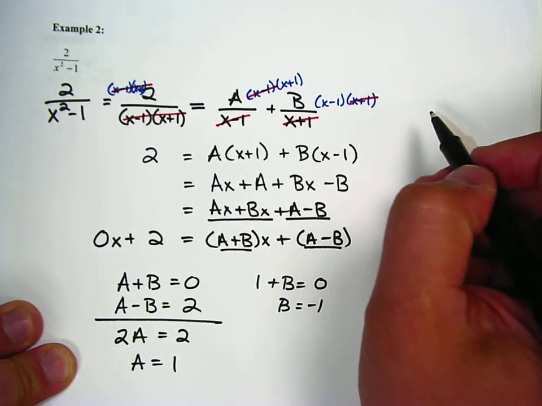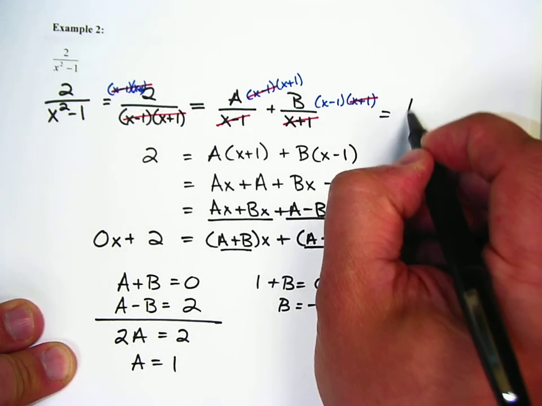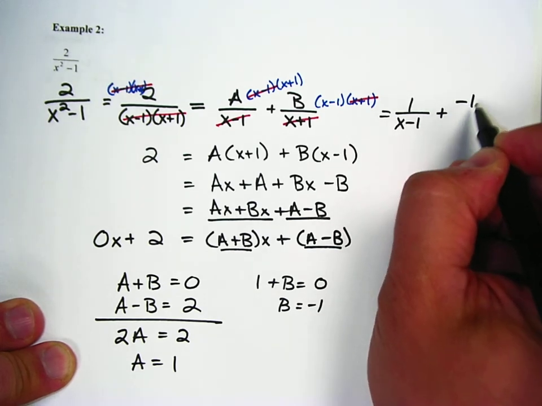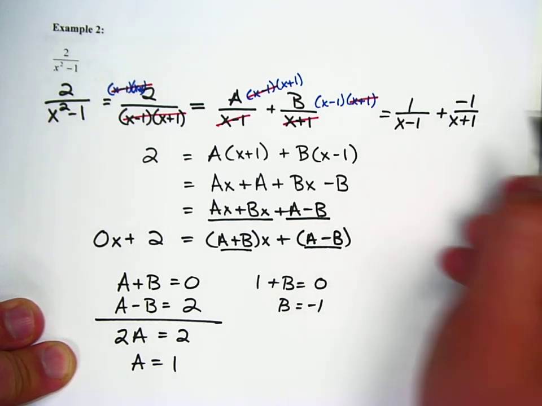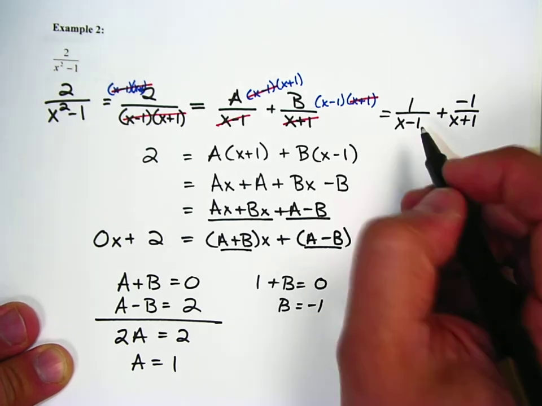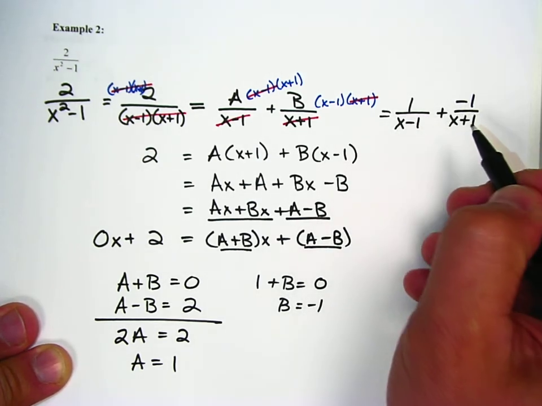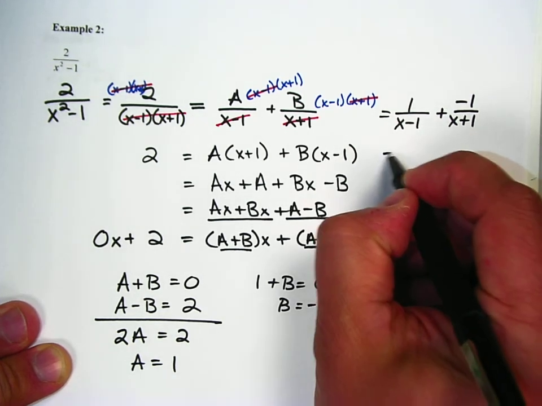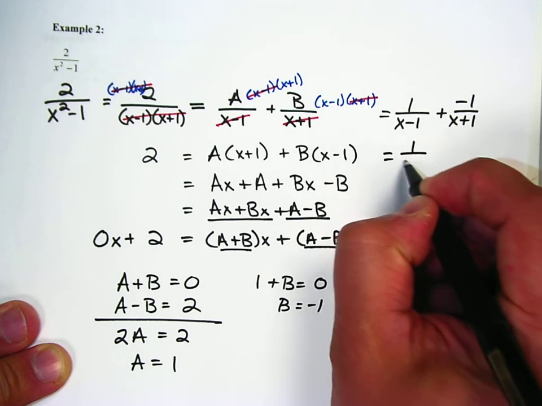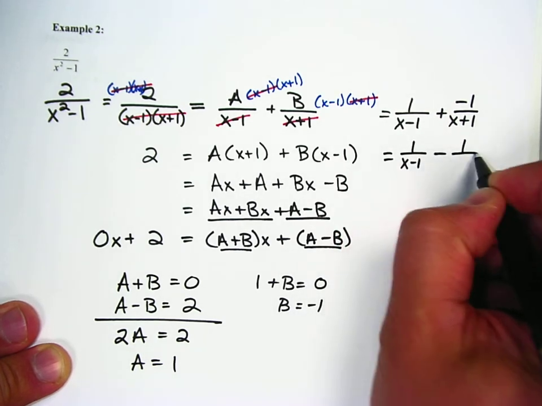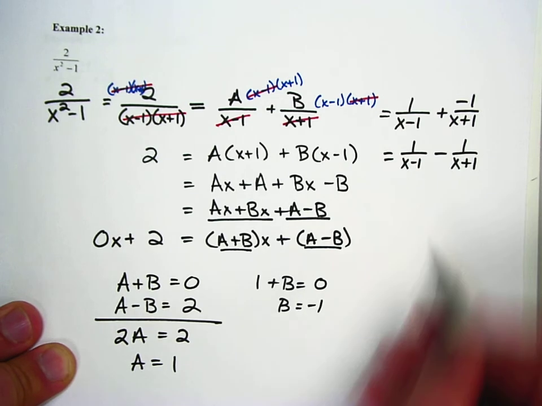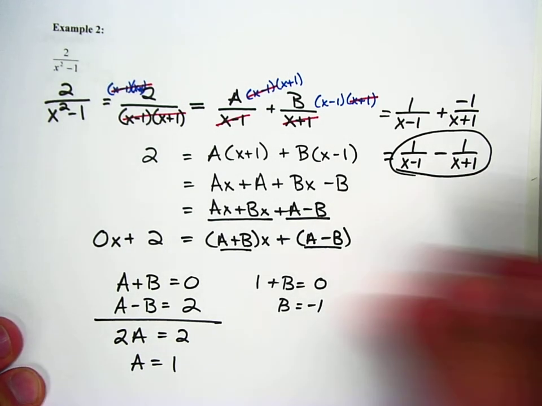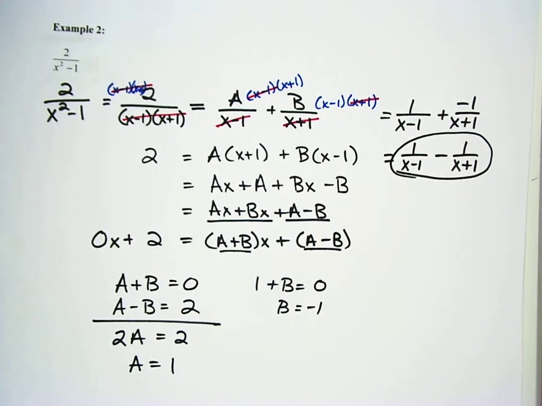And then back up to our original equation, if A equals 1, I'm going to write 1 over x minus 1 plus negative 1 over x plus 1. Only issue with this is that the plus minus isn't proper mathematically grammatically correct. So we want to go ahead and make that just 1 over x minus 1 minus 1 over x plus 1. And that would be our final answer. If you ever wanted to check, you could just go ahead and subtract these two together and see if you come up with 2 over x squared minus 1.